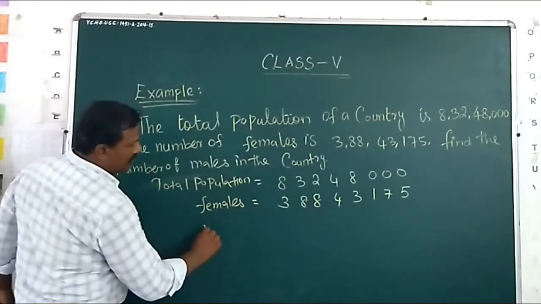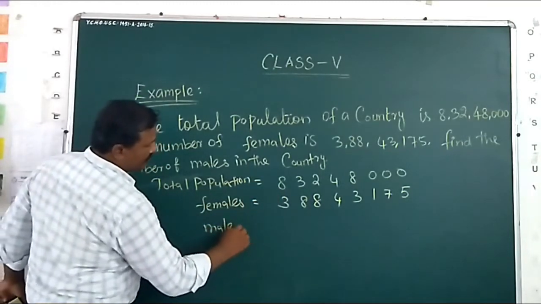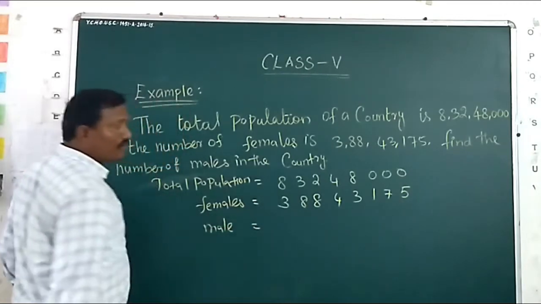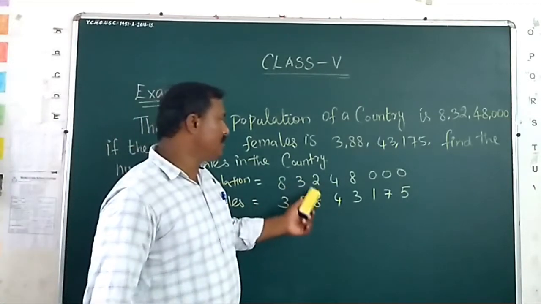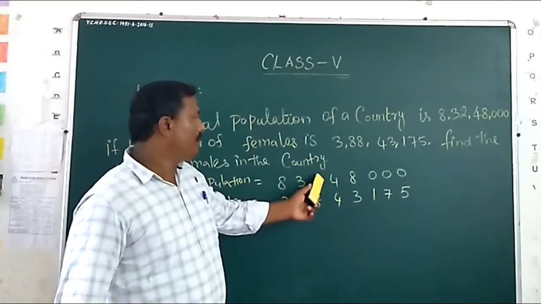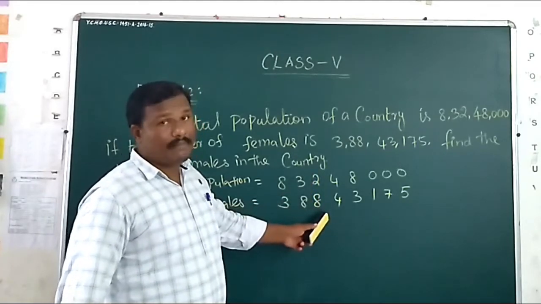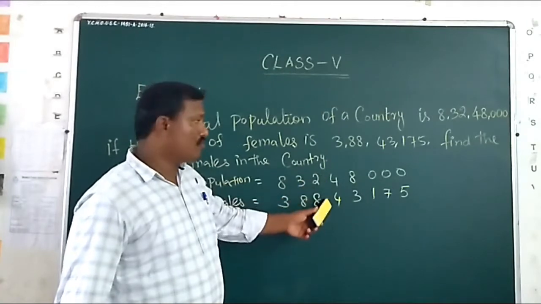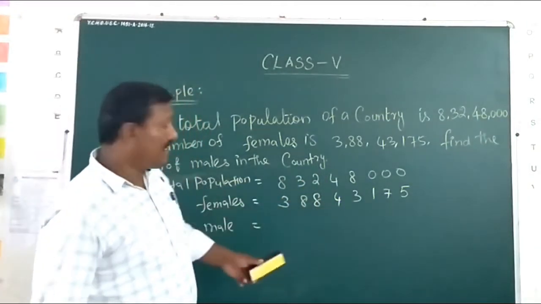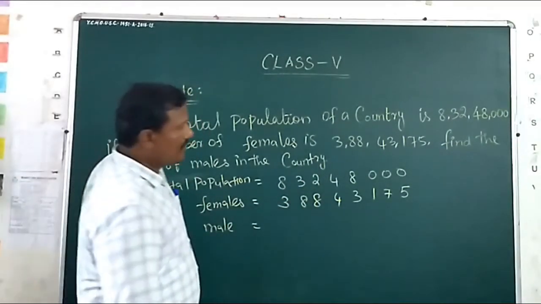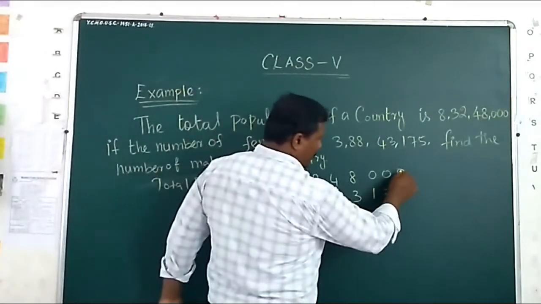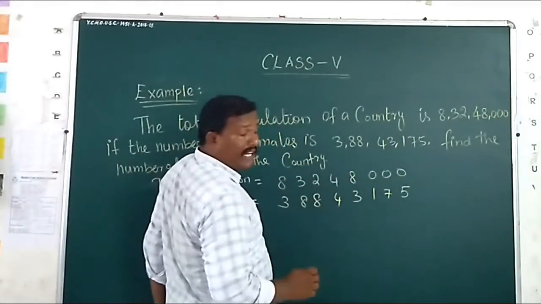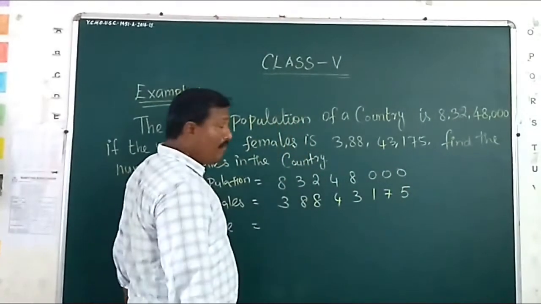Now we want to find out the male count. So what do we have to do? We have to subtract from this number this number. So it's a minuend, and this is a subtrahend. It's a large number, no? From the large number we subtract the small number, then we can find the male count. The upper side we call minuend, the down side we call subtrahend.